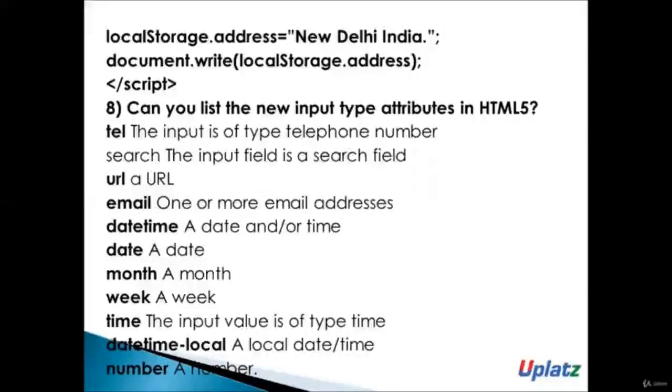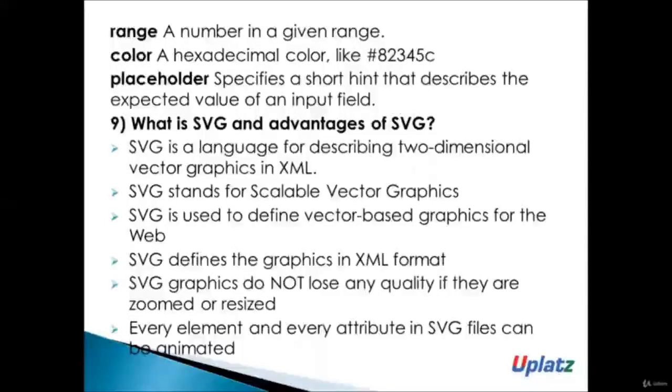Time input values should be of type time, datetime-local, number, only number can be entered in that field, range, a number in a given range you need to enter. Color is like hexadecimal color, like a given color code. Placeholder, which specifies the short hint that describes the expected value of an input field.